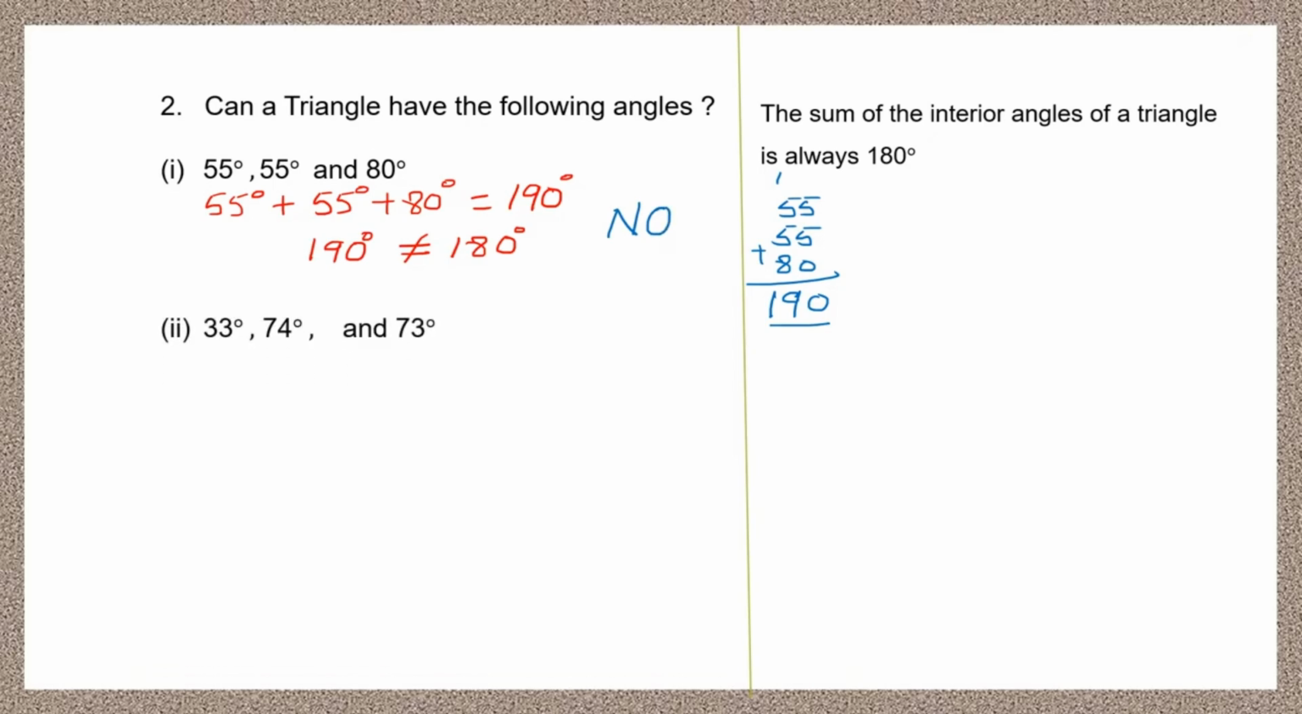Second one, 33, 74 and 73. So let's add that up and see. 33 degrees plus 74 degrees plus 73 degrees. Let's add it up.